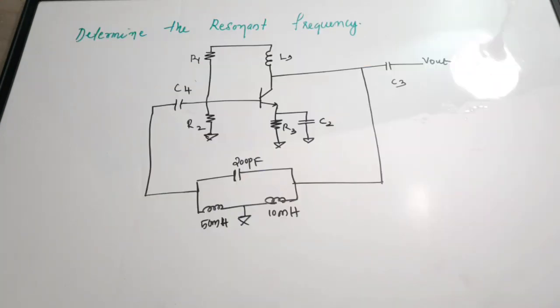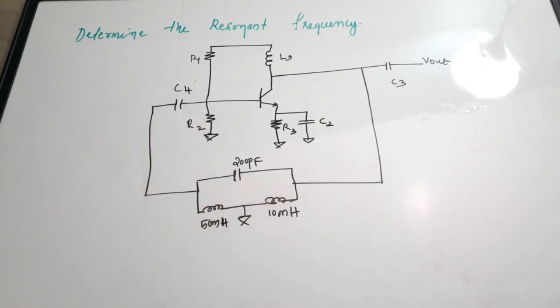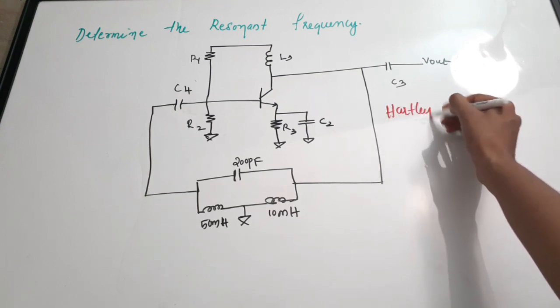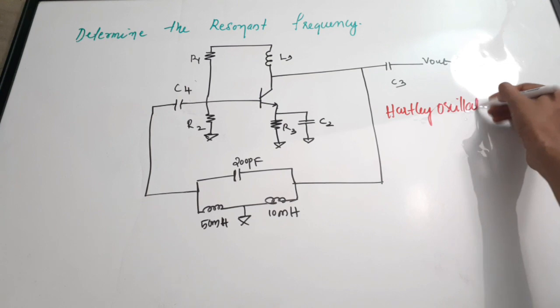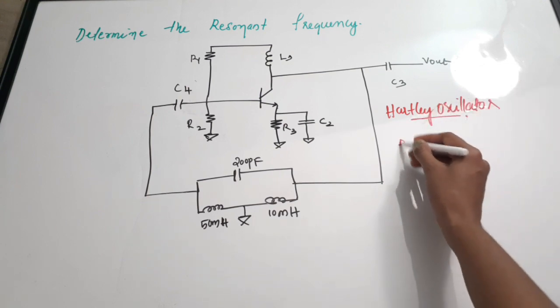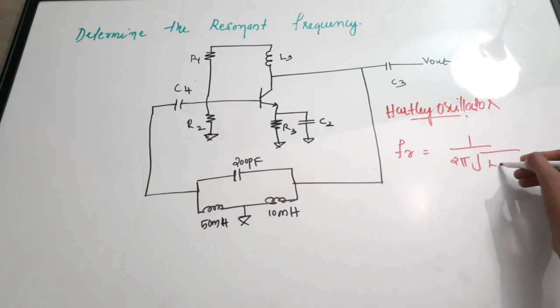Let's determine the resonant frequency of this circuit. This is again an oscillator, and first your task is to identify what type of oscillator this is. Only then can you apply the resonant frequency equation and solve. So this is a Hartley oscillator. We have also discussed this in the video on oscillators. The equation for finding the resonant frequency is FR equal to 1 by 2 pi square root of LT into C.